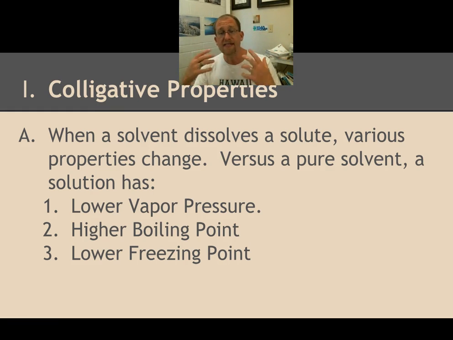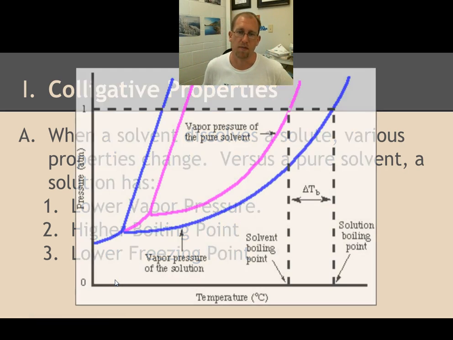The easy way to remember colligative properties is that all three of these properties have to do with the solution remaining a liquid longer. It remains a liquid longer versus evaporation, longer versus boiling, and longer versus freezing. So the liquid aspect in its phase changes has gotten bigger. That is what we talk about when we talk about colligative properties.